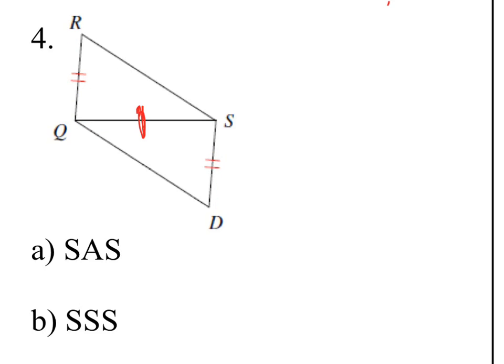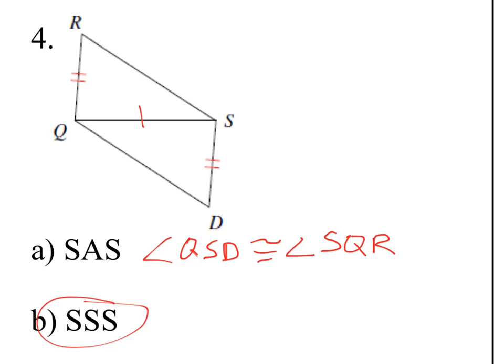And on this one, you have to make sure you write it using the 3 letters because there's multiple angles at that single point there. So that this bottom one would be QSD, congruent to, and we need this corner here, that's going to be SQR.